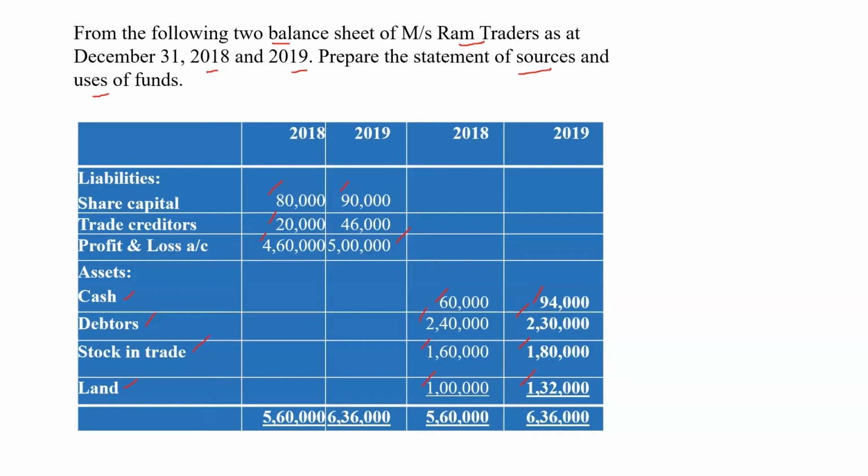So, using this information, we have to prepare the sources and uses statement, otherwise called fund flow statement. So first we have to prepare the schedule of changes in working capital. Working capital is the circulating capital required to meet the day-to-day requirements, which is normally the difference between current assets minus current liabilities.